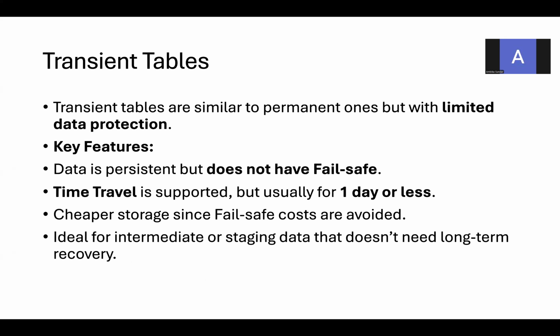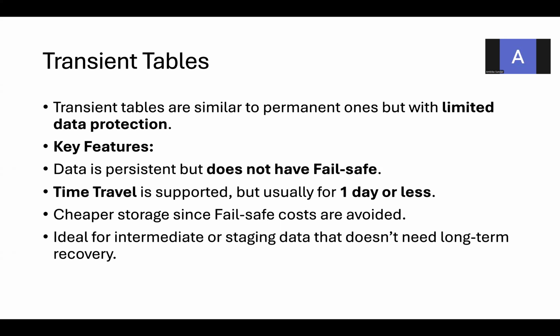Transient tables. Transient tables are similar to permanent ones, but with limited data protection. Key features: data is persistent but does not have fail-safe. In the transient table, you can store the data persistently, similar to a permanent table, for a long time, but they don't have fail-safe. They have only time travel, which is supported for only 1 day or less.